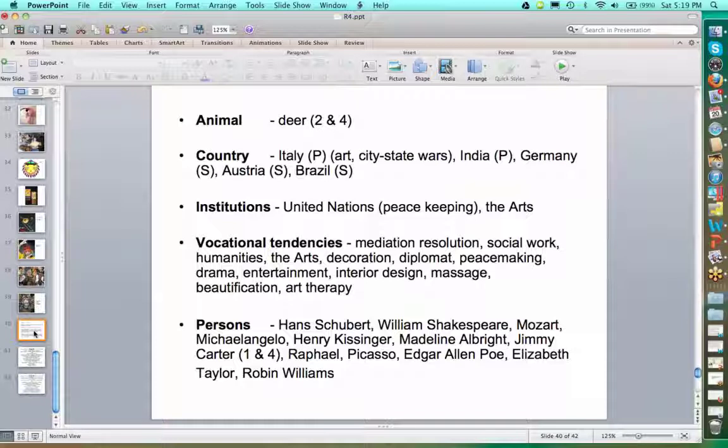Also, for fashion, the greatest, most beautiful clothes really come from Italy. And it has never been at peace, really. It's always city-state wars that occur in Italy. Another one whose personality is the fourth ray is India.